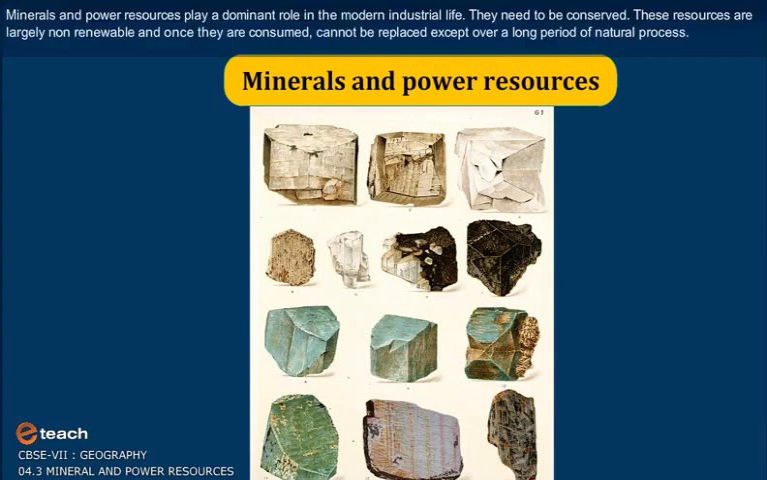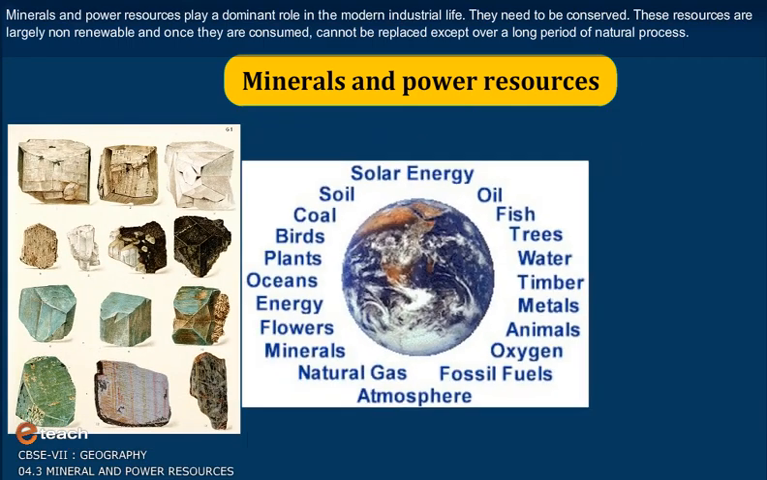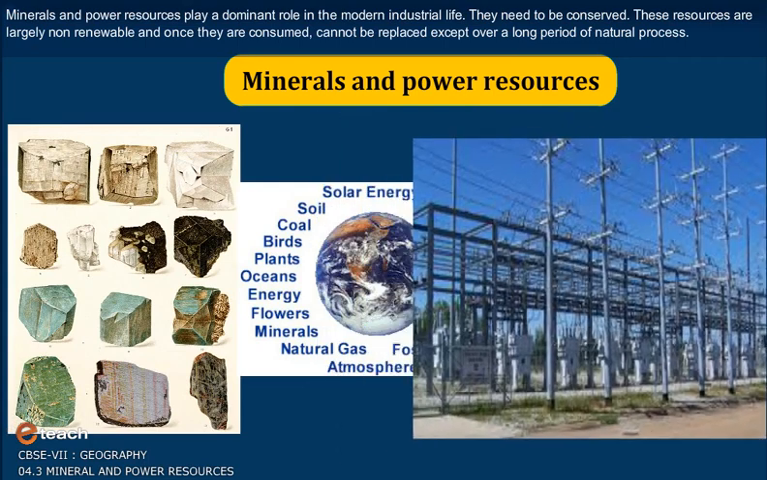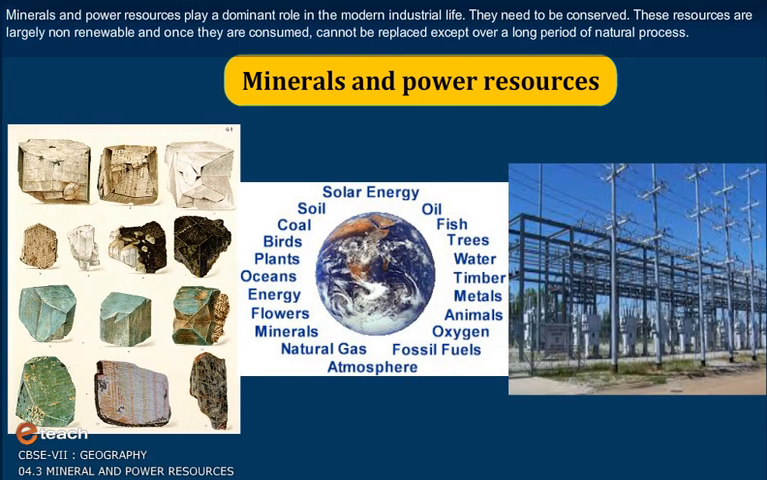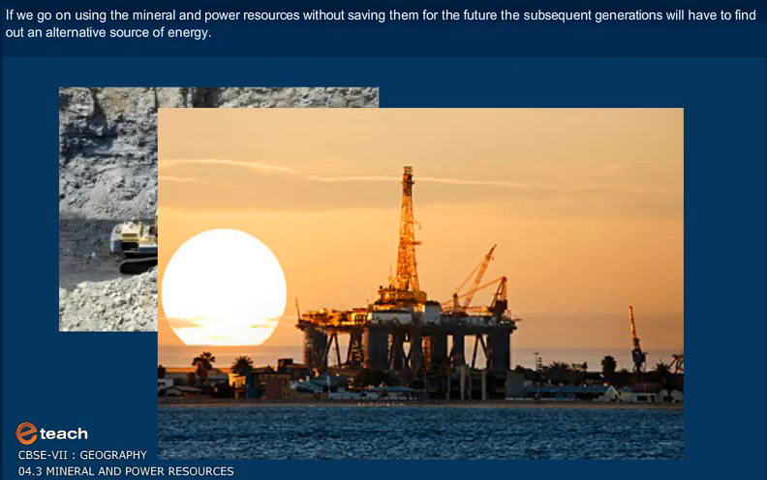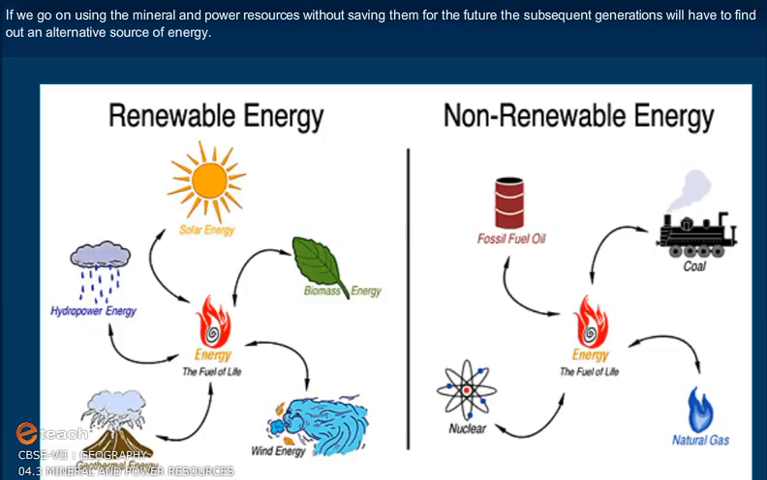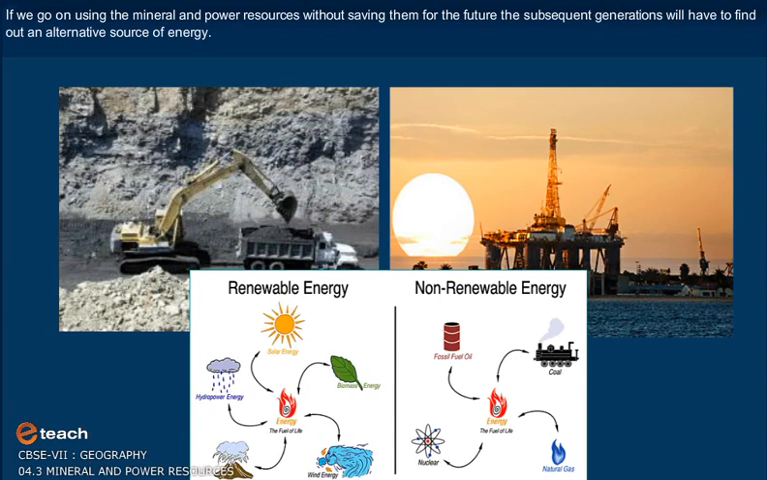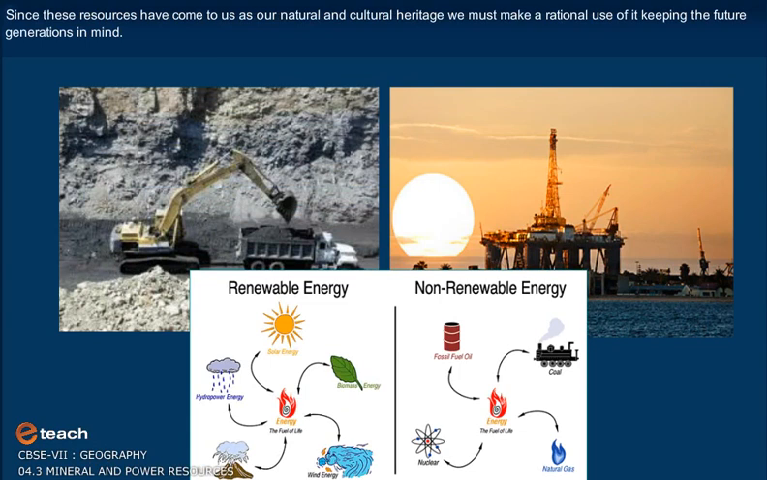Conservation of resources. Minerals and power resources play a dominant role in modern industrial life. They need to be conserved. These resources are largely non-renewable and once they are consumed cannot be replaced except over a long period of natural process. If we go on using the mineral and power resources without saving them for the future, the subsequent generations will have to find an alternative source of energy. These resources have come to us as our natural and cultural heritage. We must make a rational use of them, keeping the future generations in mind.